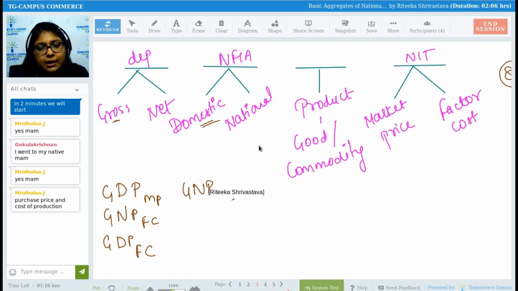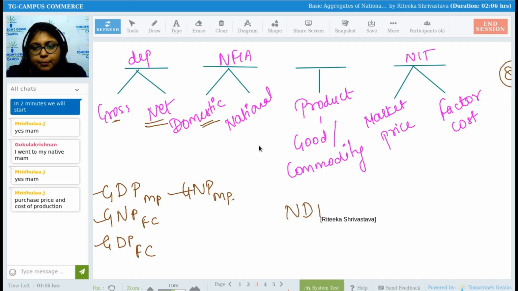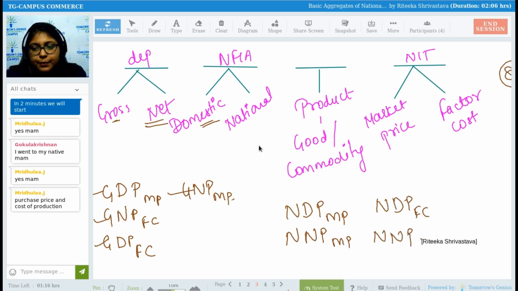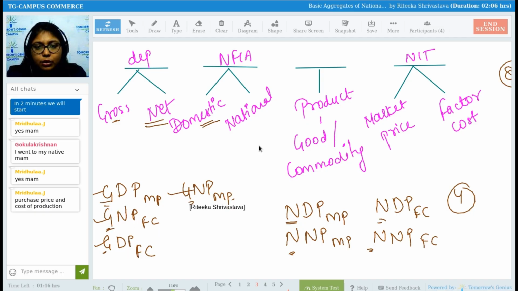GNPFC and GNPMP. So 4 aggregates related to gross. Next term, net. NDPMP, NNPMP, NDPFC, NNPFC. So 4 terms related to net and 4 terms related to gross. Likewise, you get 8 aggregates in total.